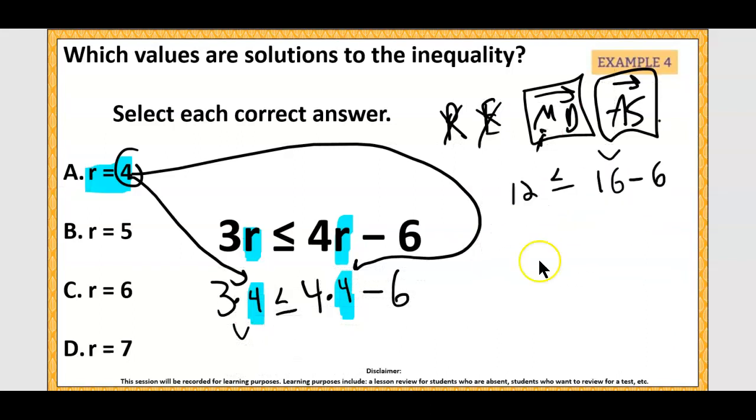Here we go. All right, what comes next? The 12, I'm going to leave the 12 alone here, because I'm going to rewrite everything. Now I'm just going to do 16 minus 6, which is 10. Is 12 less than 10? No. Is it equal to 10? No. So that is not the one we want. And I'll let you continue to find out which one actually does work. But it's not going to be 4.